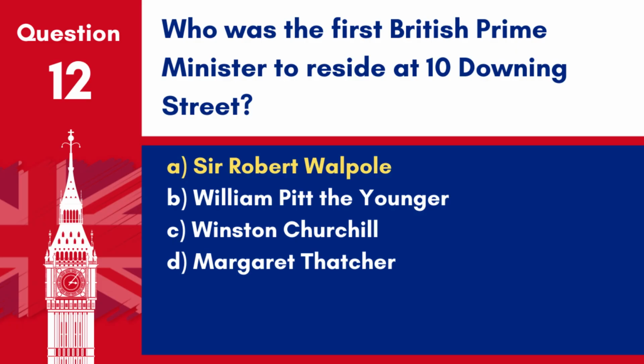Answer A. Sir Robert Walpole. Recognized as the de facto first Prime Minister, Sir Robert Walpole was the first to reside at 10 Downing Street, which has since become the official residence and executive office of the Prime Minister of the United Kingdom.